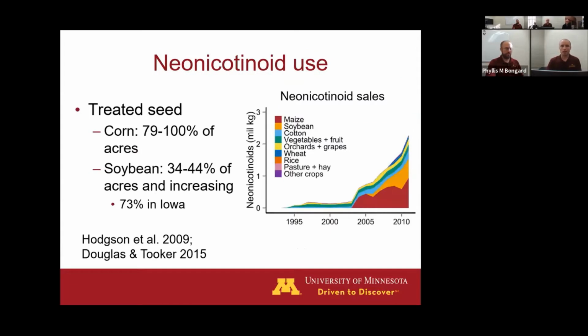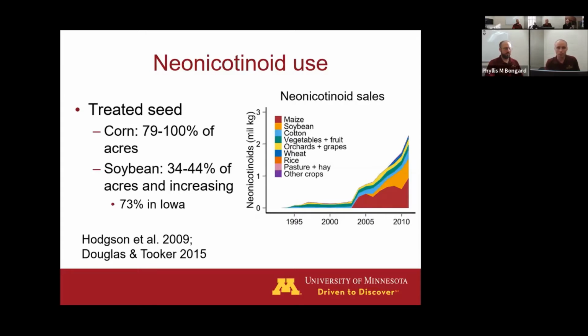So moving on here, these neonicotinoid insecticides are very widely used. The graph on the right-hand side of the screen shows sales data, and we can see by different crops from the mid-1990s into the more recent time, and we see a very rapid increase once we get into the 2000s, especially in corn and soybean.